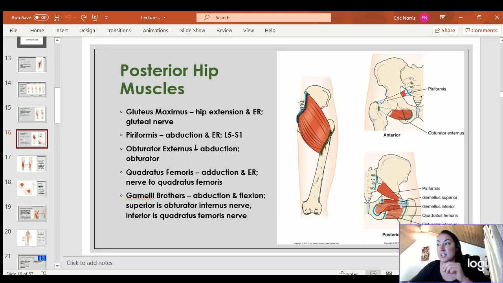He wanted to sit on the bench below him, B-E-N-C-H. Oh, because he was the bottom bench. That's how I remembered it, bench, B-E-N-C-H. He was sitting on what looks like a bench underneath him, hanging out with the quadratus femoris. They were sharing a nerve. Okay, I don't know if that helps you or confuses you, but that's how I tried to remember it.